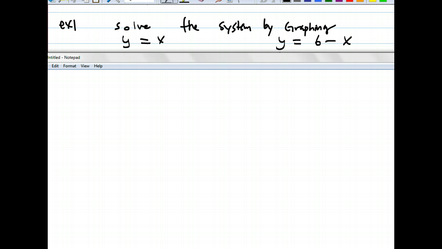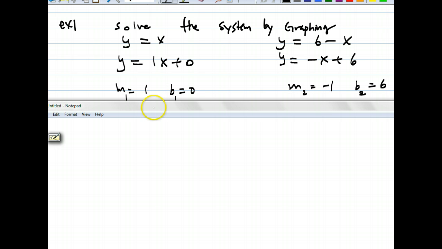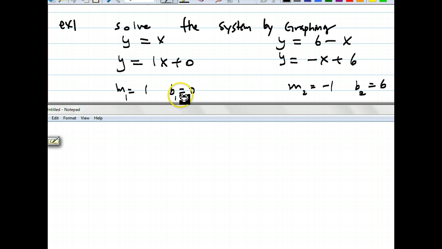So, how many people realize that the first equation has a slope of 1 and the y-intercept of 0? What about the second one? Is this in slope-intercept form? No, because that's the form that we want to write when you're graphing it. So who could tell me how to rewrite this in slope-intercept form? Yes, Amber. Excellent. As you can see, the slope of the first line is 1, the y-intercept is 0. Slope of the second line is -1, and the y-intercept of the second line is 6.